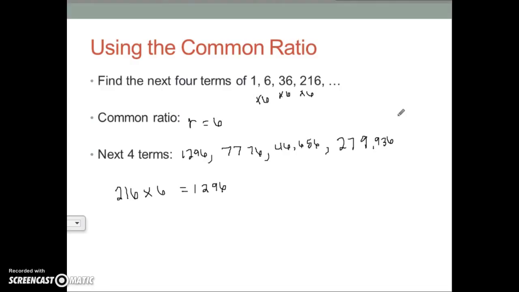So you can see with geometric sequences, the numbers get very large very quickly because you're multiplying by a number to get to the next term. So just keep that in mind. Your geometric sequences are going to get very large very quickly or very small very quickly, depending on what your common ratio is.